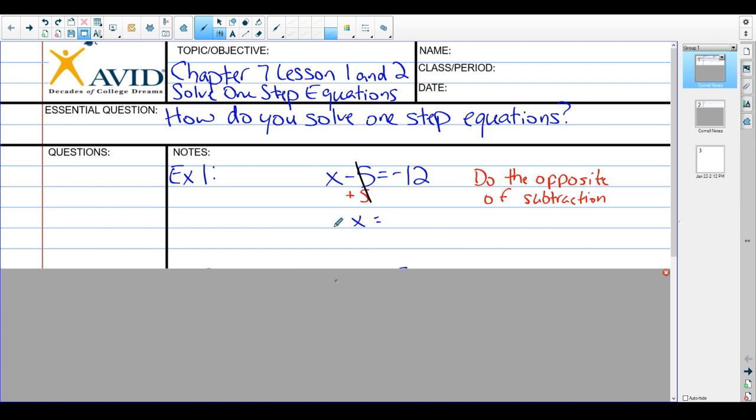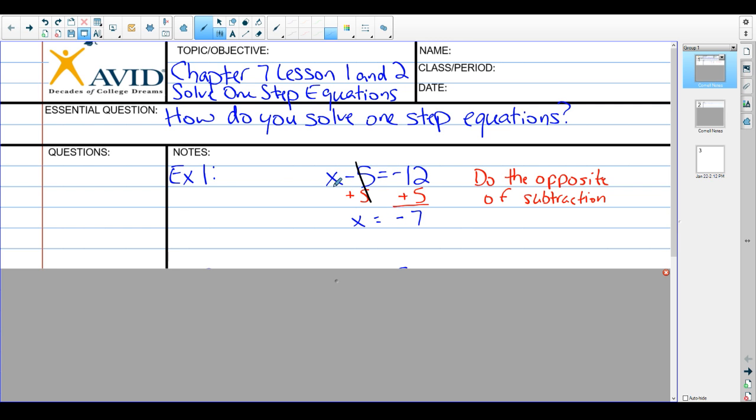But in order for this to work, whatever I do on the left-hand side of the equation, I have to do the exact same thing on the right-hand side. That leaves us with negative 12 plus 5, which is math we can do. They're different signs, we subtract. So 12 minus 5 is 7. And then we keep the sign of the higher number, which is negative. So x equals negative 7.